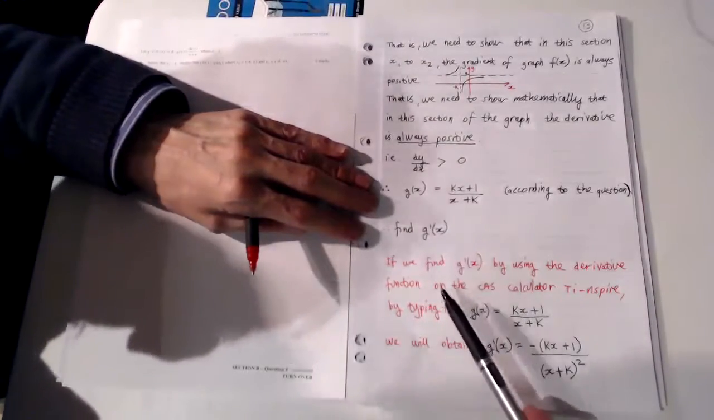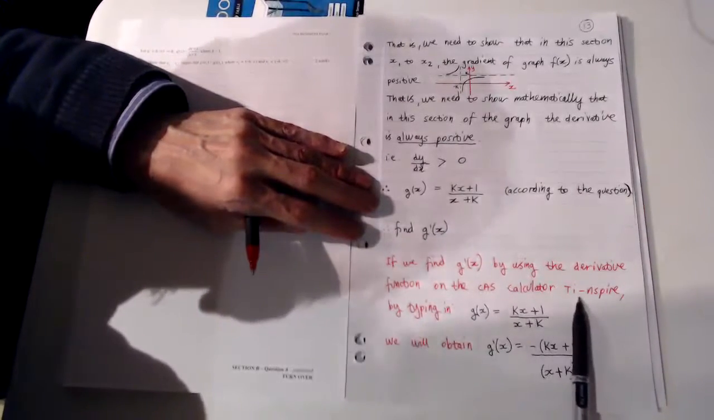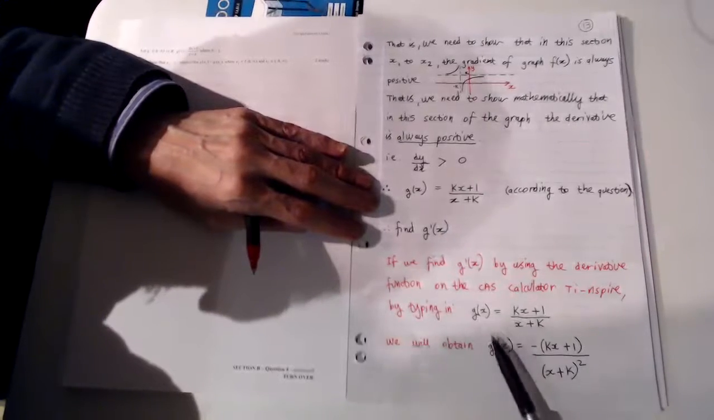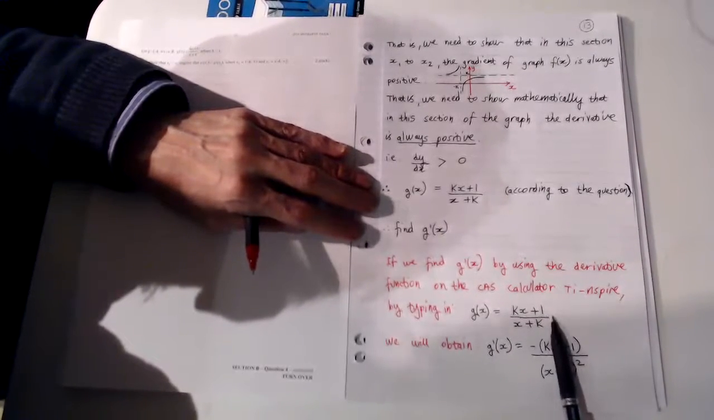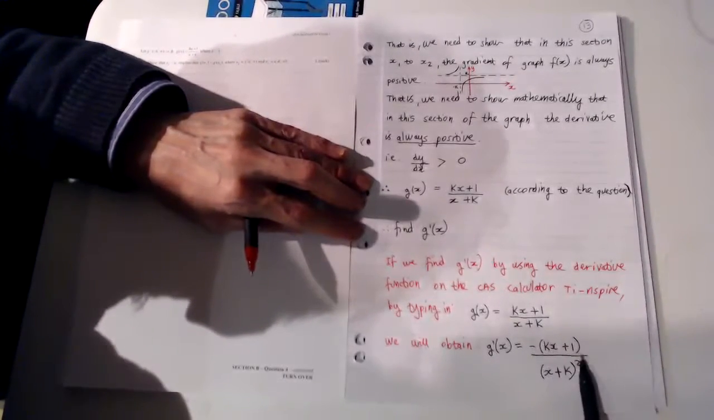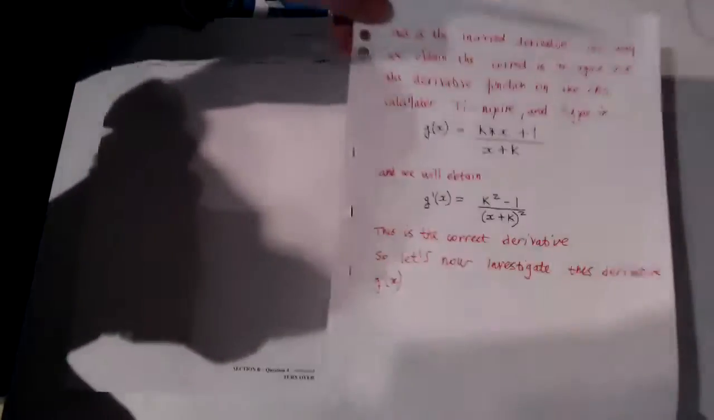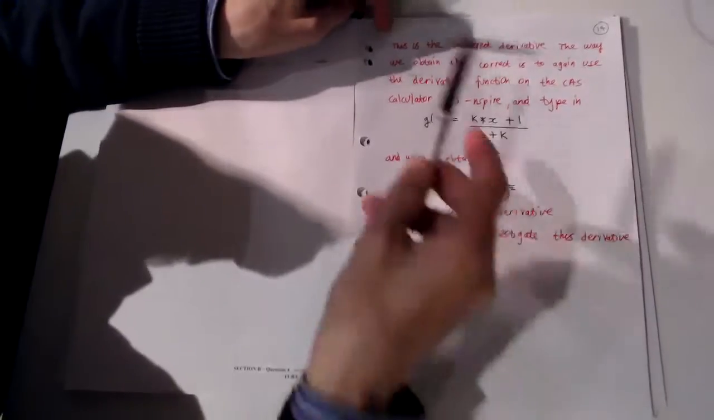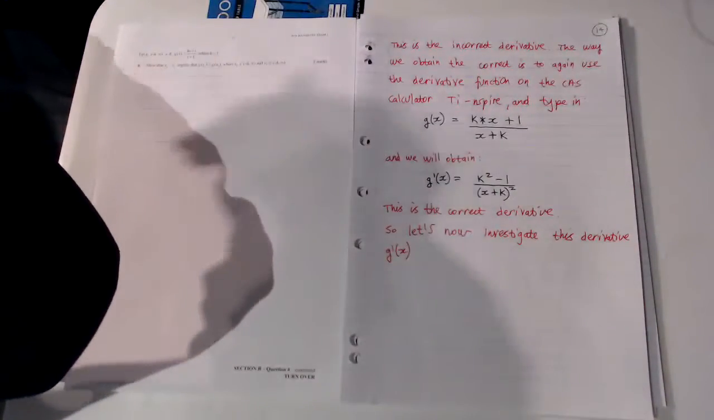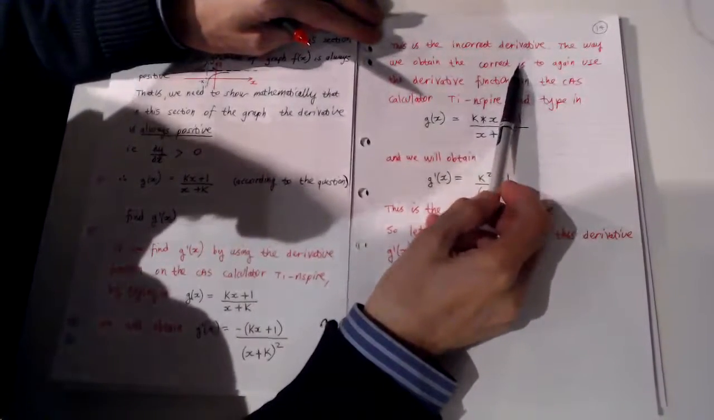Find g'(x). If we find g'(x) by using the derivative function on the CAS calculator, TI-Nspire, by typing g equal to kx + 1 on x + k, we will obtain g' equal to (kx + 1)/(x + k) all squared. But the thing is, this g'(x) will be wrong. Why? This is the incorrect derivative.